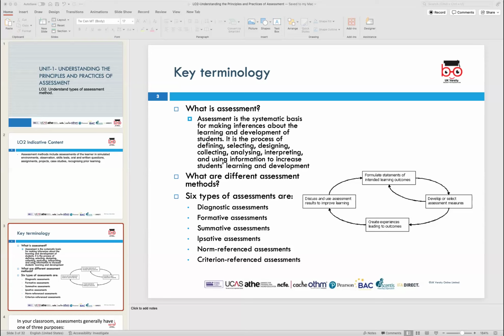So this is where the idea is to create experiences. And when we look at creating experiences, what we are looking at is that these learning outcomes are leading to some sort of outcome which will essentially help students, learners, children go through certain stages. So as we progress from key stage 1 to 2 to 3 to 4, we look at discussing and using the assessment results to improve learning.